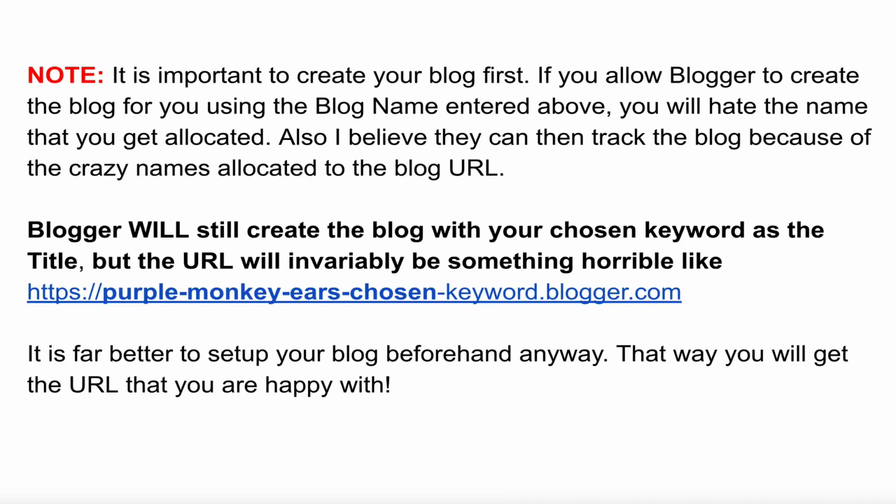Note, it is very important to create your blog first. If you allow Blogger to create the blog for you using the blog name entered above, you will hate the name that you get allocated. Also, I believe that they can track the blog because of the crazy names allocated to the blog URL. Blogger will still create the blog with your chosen keyword as the title, but the URL will invariably have something horrible like purple monkey ears chosen keyword.blogger.com. So we always recommend, and it's far better, to set your blog up beforehand. That way you will get the URL that you are happy with.